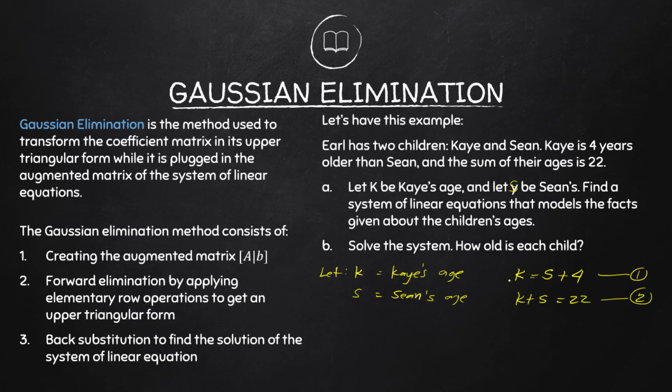Now let's try to manipulate equation 1 for us to have an easier process later on. We will transpose S to the other side of the equation. This will become K minus S equal to positive 4. Call this equation 1. And this would be K plus S equal to 22, equation 2. Let me remove this to avoid confusion. So now we have our equations. We can do the process of the ordinary elimination first. Let's try to do it.